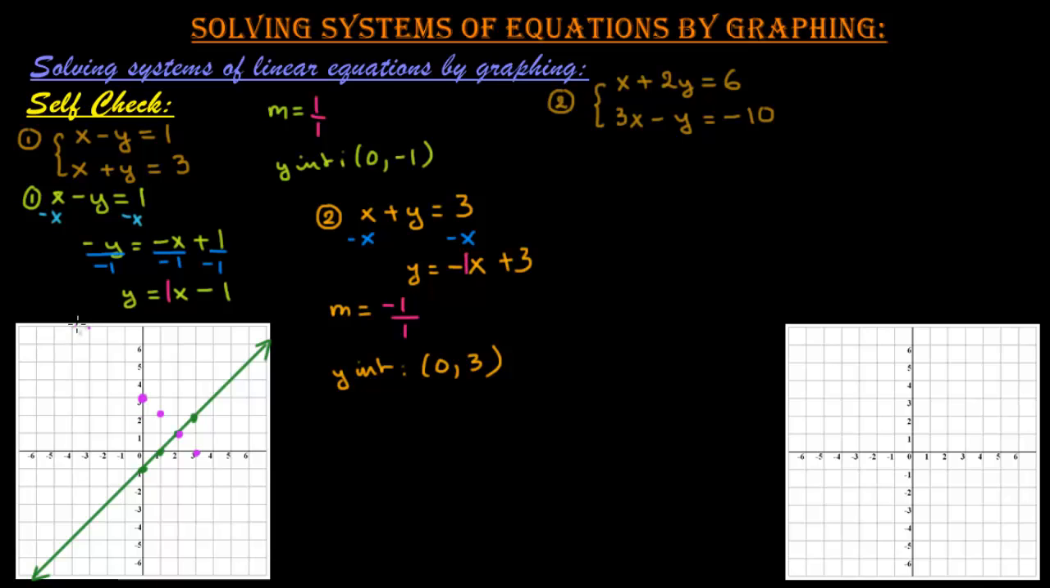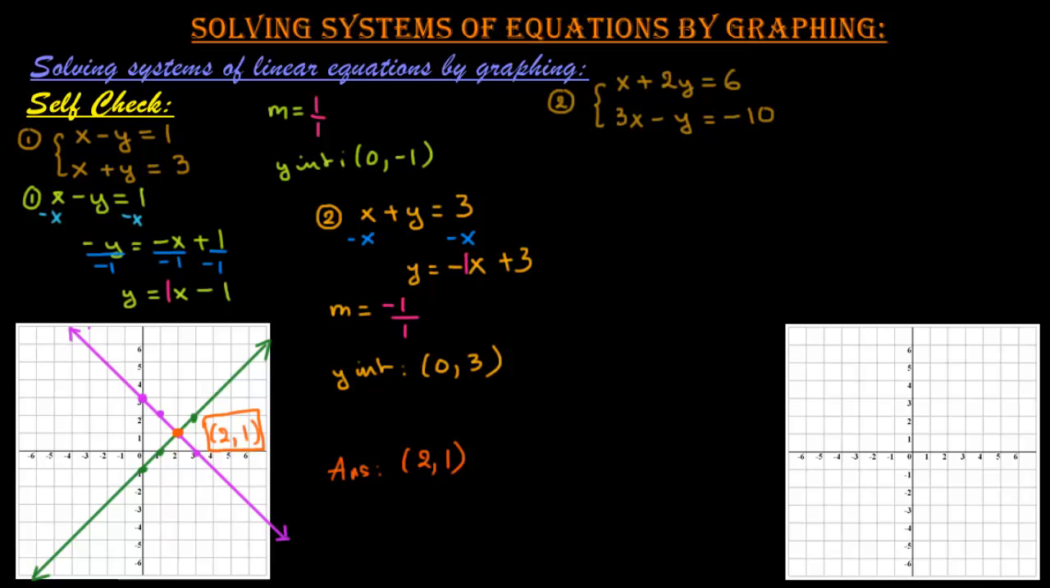So we have the equation look like this. The line looks like that. Okay, so the two lines, green line and purple line, intersect at this point, at the point 2, 1. So our answer for this system of equations is 2, 1. So the answer is the point 2, 1.